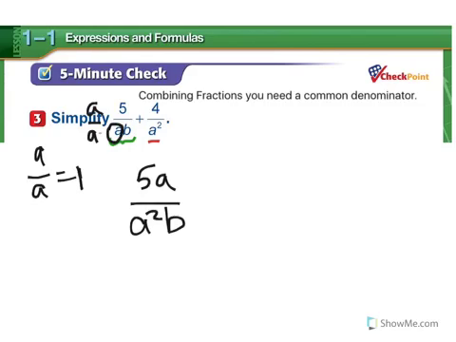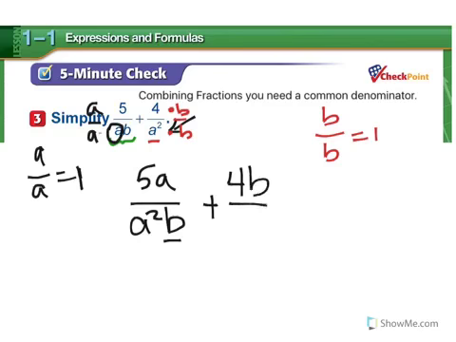Now, let's look at what we're missing on the second fraction. We have an a squared, however, in order for it to match my first fraction, I need a b as well. So I'm going to take this fraction and multiply by b over b, because if you think about it, b over b is just 1. When you multiply by 1, you don't actually change the problem. So my second fraction will be 4b over a squared times b.